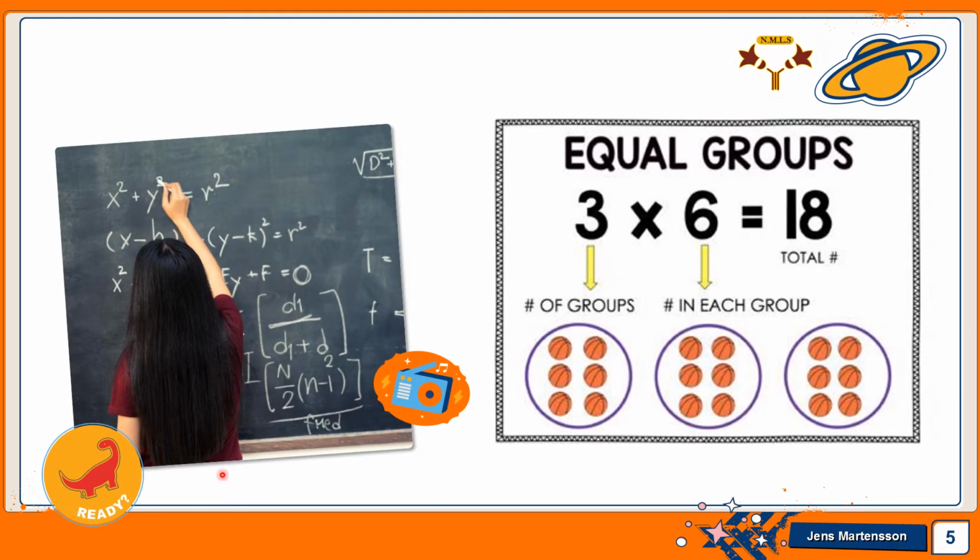Have equal groups. If we have 3 times 6 equal 18, that means we have 3 groups of 6 items. The first number here, 3, represents the number of groups. And the second number here, 6, represents the items in each group. And 18 is called the product, or the total number of 3 times 6. So here we have 3 groups of 6 items. Okay?